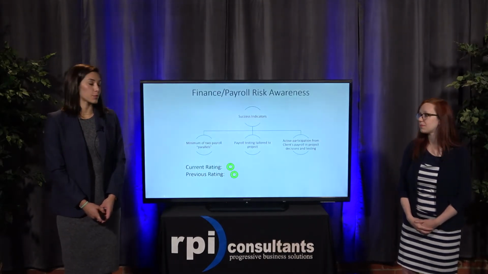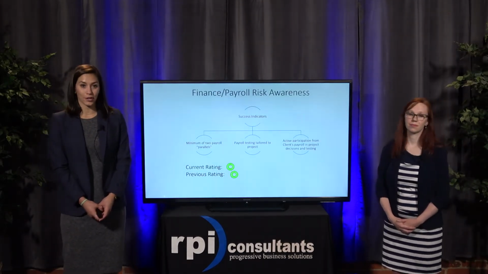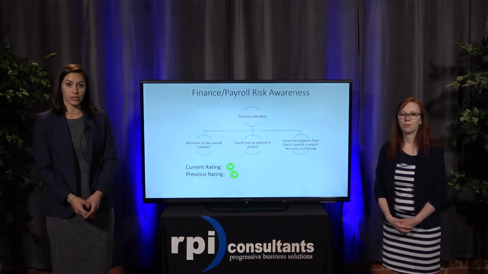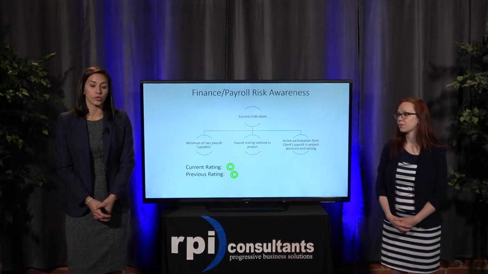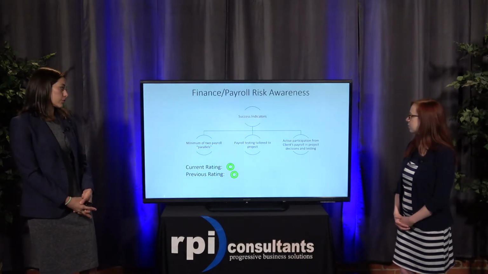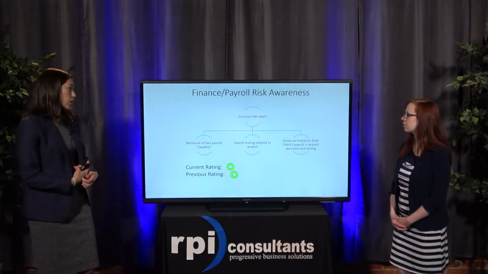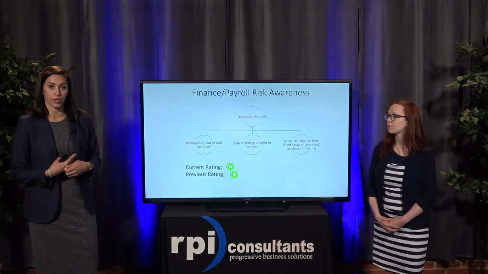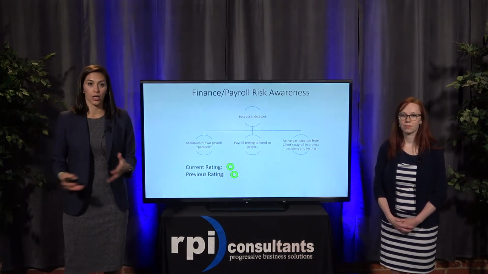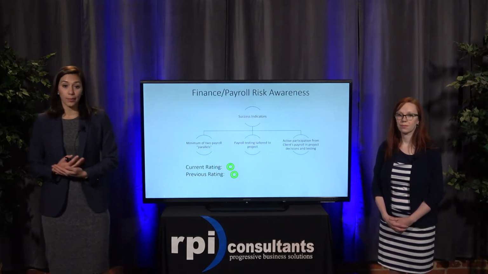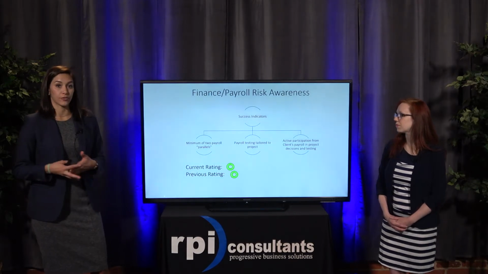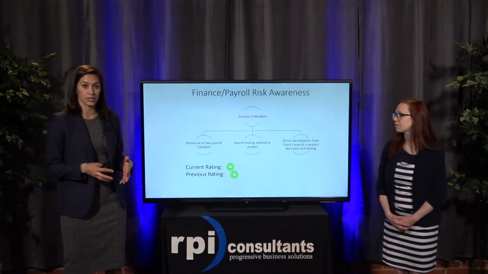This next one is pretty obvious from an HCM background, but really the project has a finance or payroll risk awareness component to it. Some of the success indicators that we usually follow, especially for an HCM project, are parallel payrolls. This is where you're actually running a payroll in your test system and comparing it to your production data and making sure it matches up. We are also looking in this area for active participation from the finance and payroll teams as well.